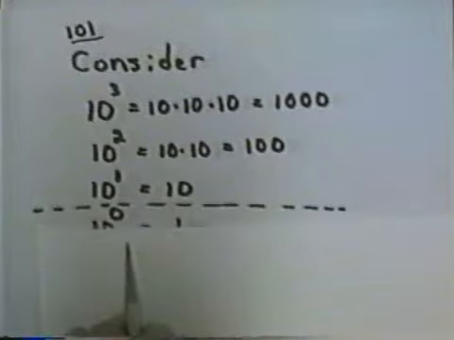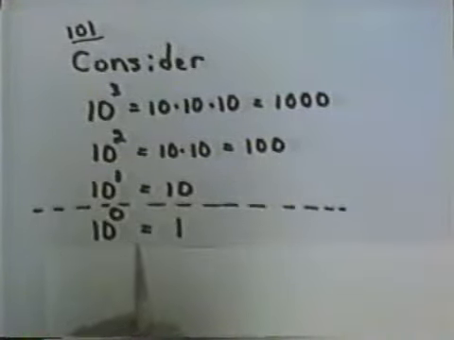Now if I go down to exponent 0, then I would need to divide by 10 again. 10 divided by 10 is 1. So 10 to the 0th power is 1.